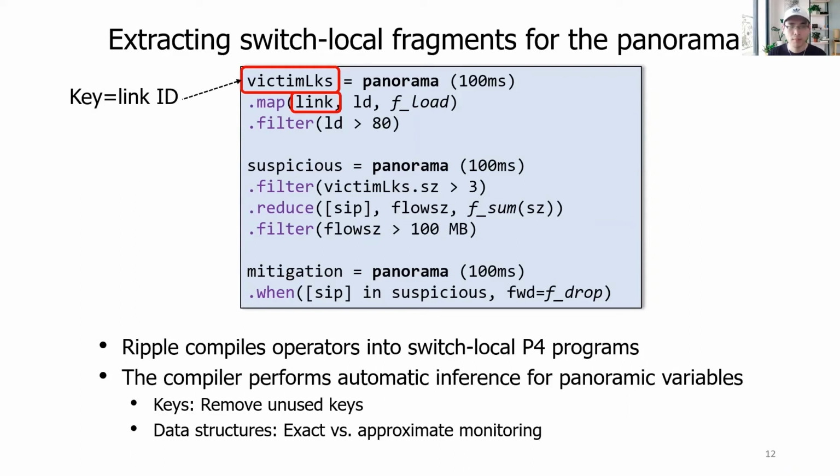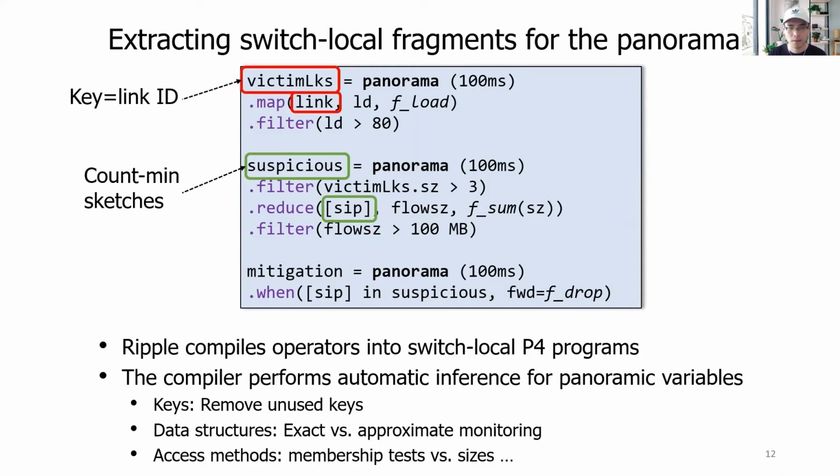Second, the repo compiler will infer the data structure and determine to use an exact or approximate data structure automatically. For instance, it will find that source IP is the key for suspicious, and source IP is a very large space. So repo will use counting sketches to maintain suspicious.